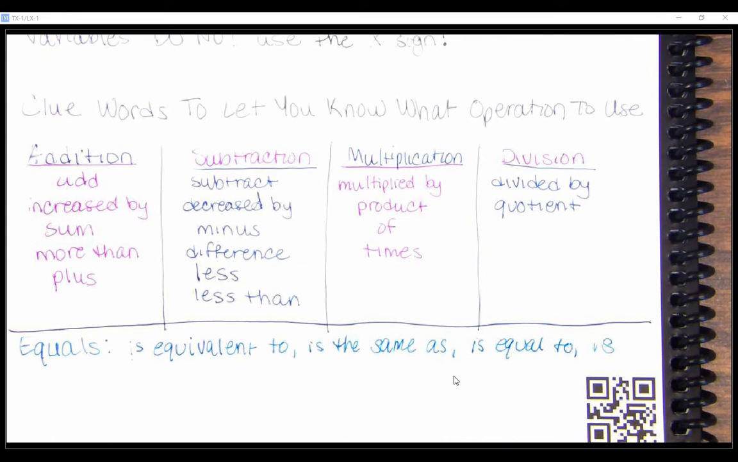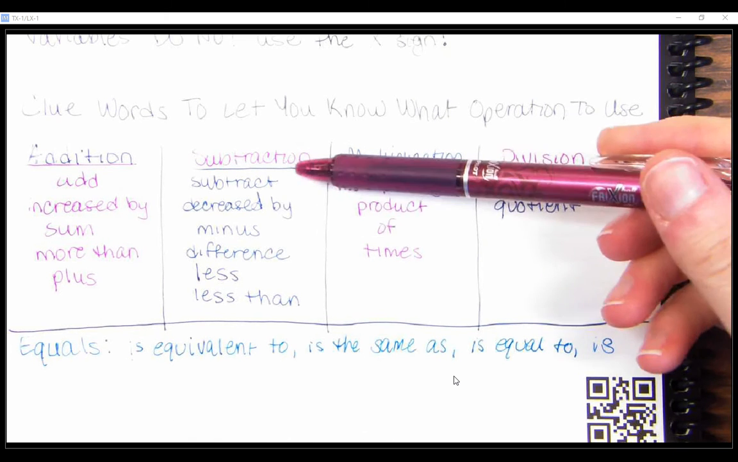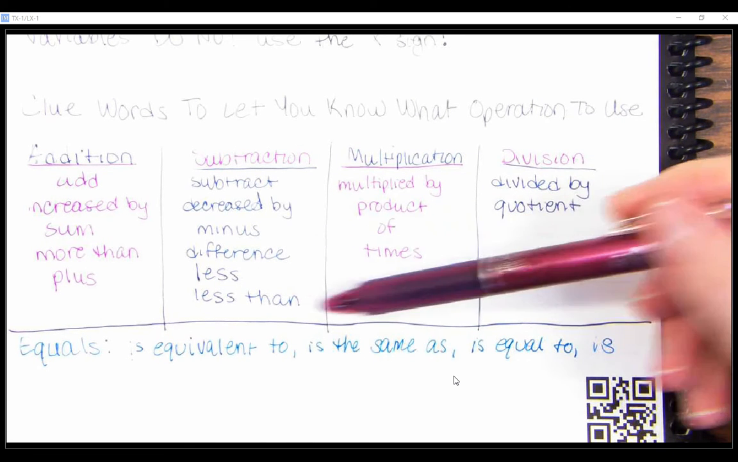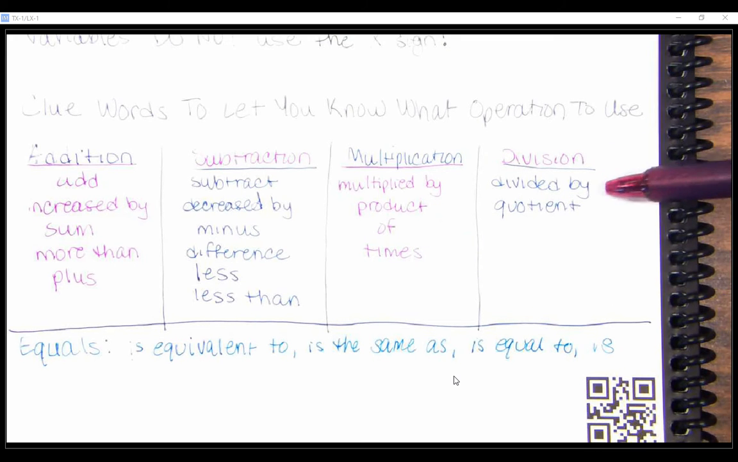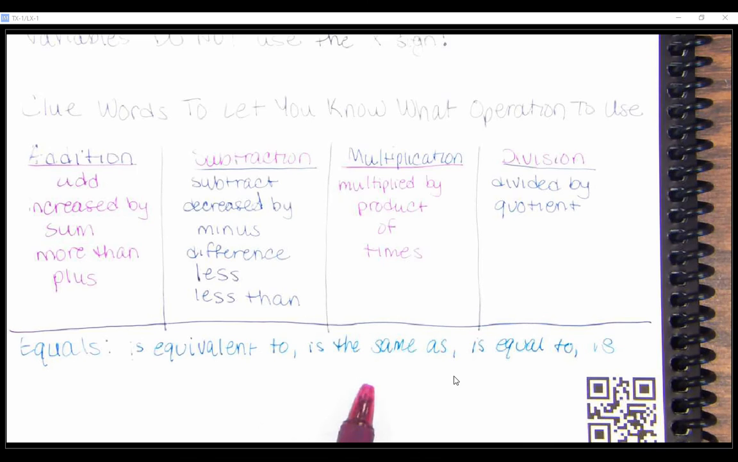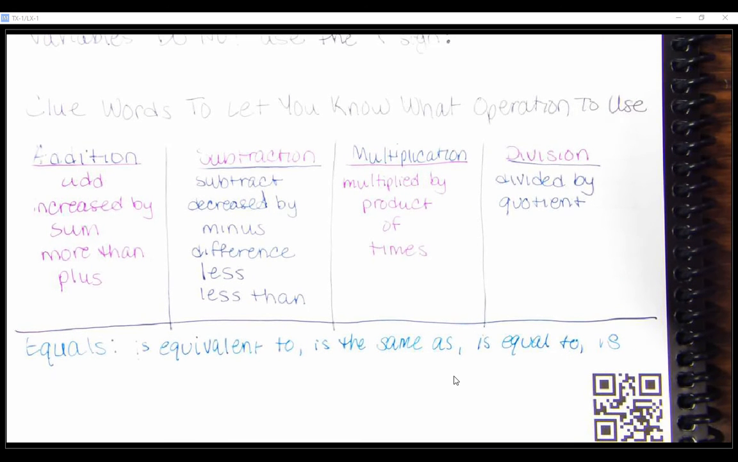So, to help you out with creating equations based on these words and these sentences and different situations, here are a few keywords that we've actually talked about this year. So, we have addition: add, increase by, sum, more than, plus; subtraction: subtract, decrease by, minus, difference, less than; multiplication: multiplied by, product of and times; and division is divided by, and quotient. Then for equals, we have is equivalent to, is the same as, is equal to, and just the word is. So that is good to help you identify what operation you need.